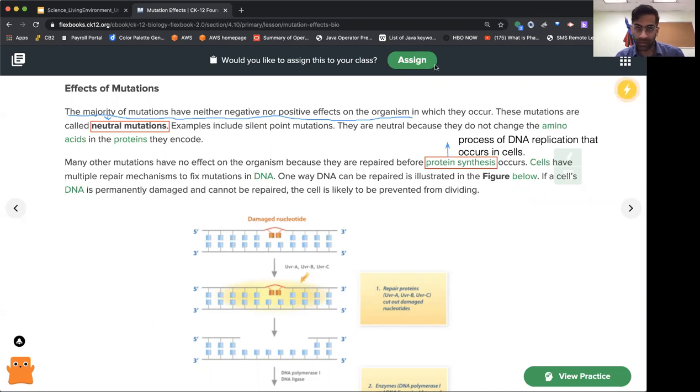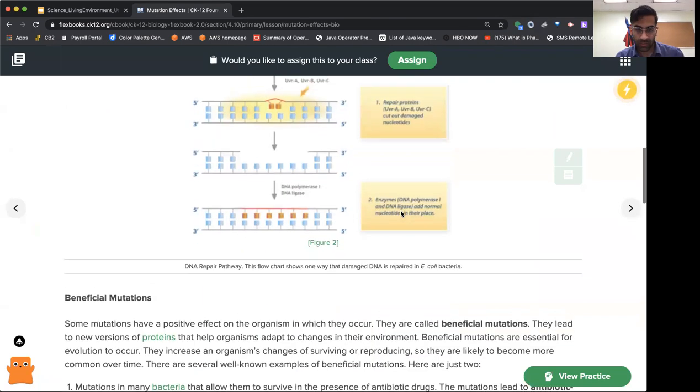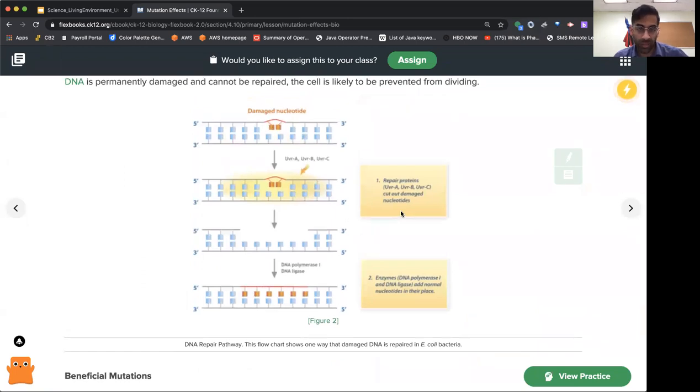So I'm going to clear this. And we can see this repair process taking place. So I'm looking from top to bottom here. We have a damaged part of the nucleotide. That part is cut out. And what's hard to understand is that the surrounding proteins are cut out as well and then replaced. And they add normal nucleotides.